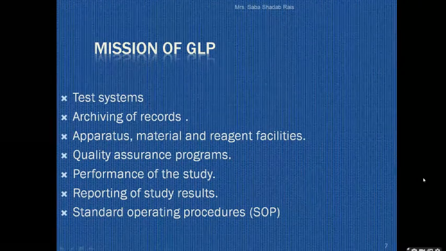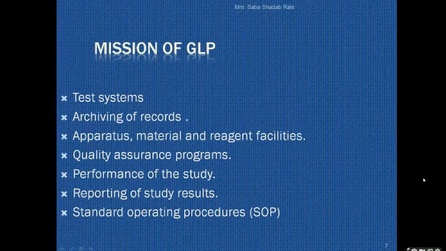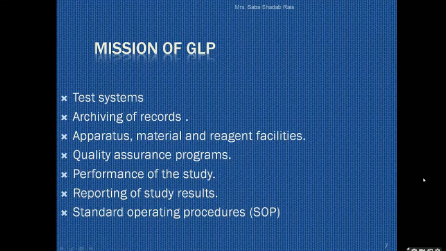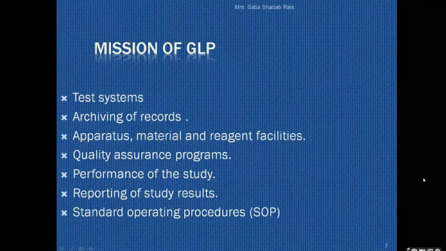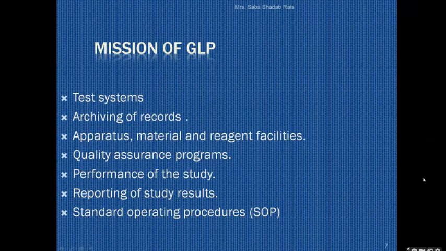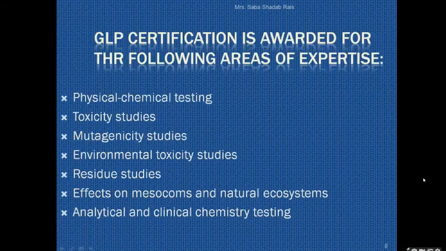So the mission is to test the system for archiving of the records. Then they check the apparatus, materials, and reagent facilities. They do the quality assurance programs and the performance of the study. Then, whatever studies are there, they make sure of the reporting of the study results. Then standard operating procedures. Now, for whom is the GLP certificate awarded? It is awarded for the following areas.